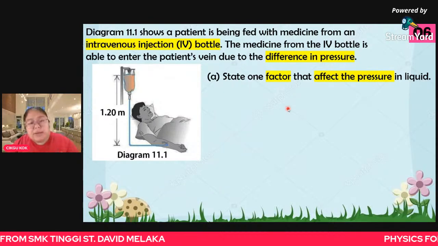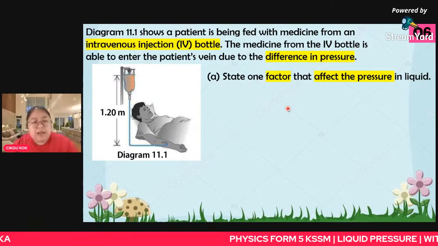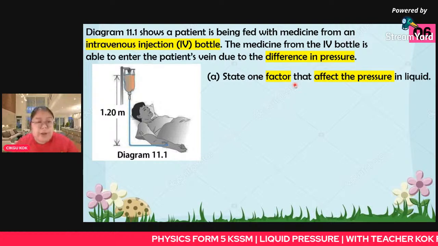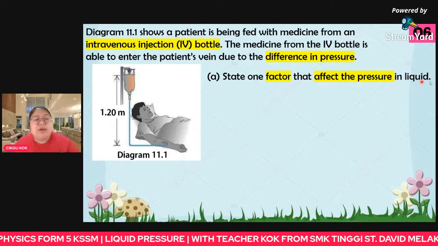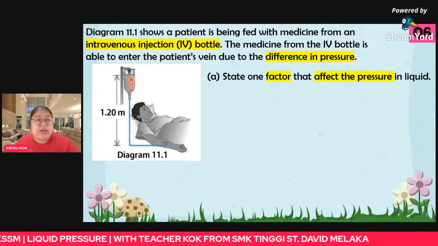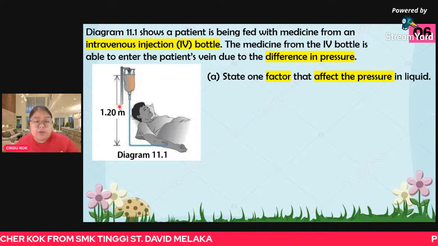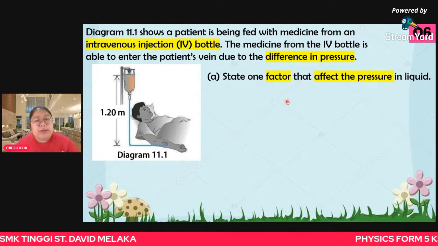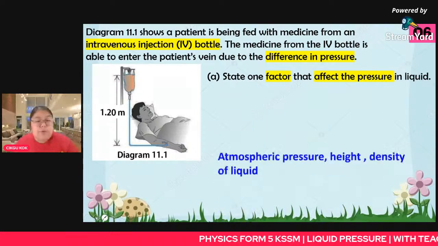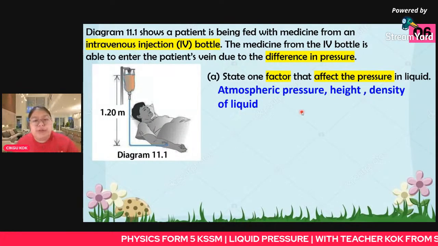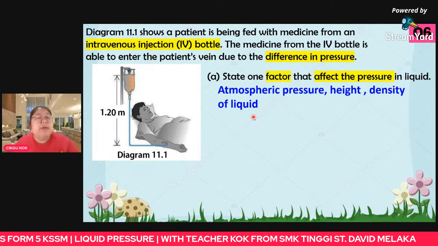So another method, you can also say about the density. You can say about the gravitational. But for this question, they never say refer to the diagram. They just say state one factor that will affect the pressure in liquid. They never mention the intravenous injection. If they mention the intravenous injection, that means you need to mention the height. Question A is just common, so we go straight to the answer. Atmospheric pressure, the height, the density of the liquid will also be affected.